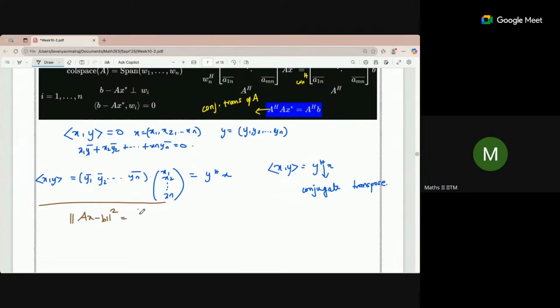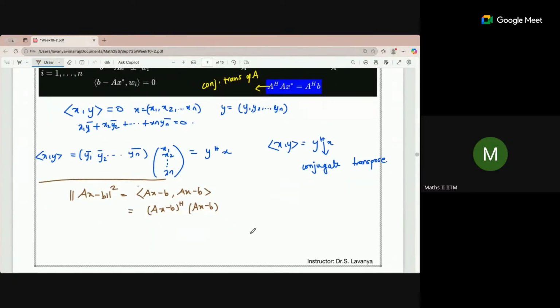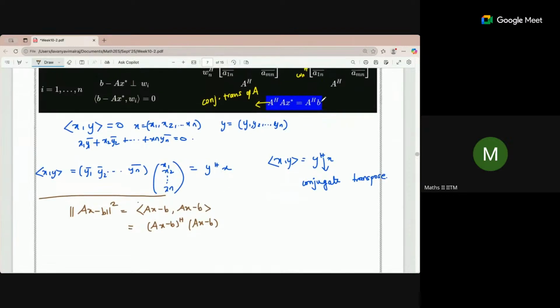Now this is nothing but the inner product of ax minus b and ax minus b, right? If I use this property, I am going to get some h here. So I'm going to get ax minus b h into ax minus b, right? When you expand this, you will get a function of x, right? And when you find the derivative of this function and equate it to 0, this is the equation you will get. Okay, so you know that in that case you will have a minimum. Okay, so this is another way.